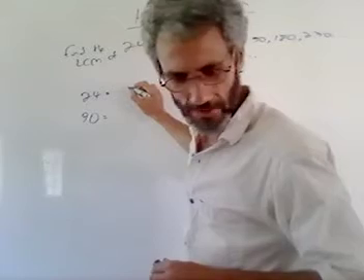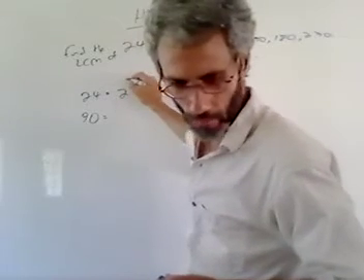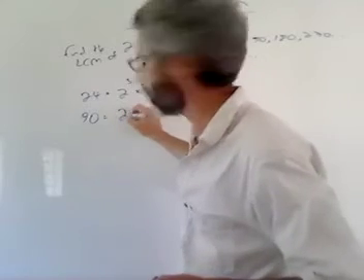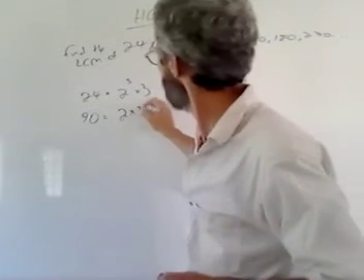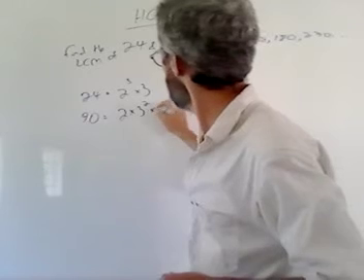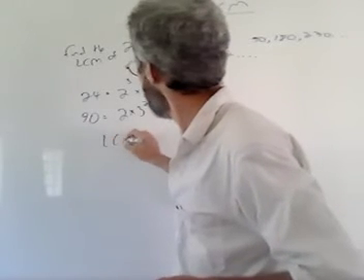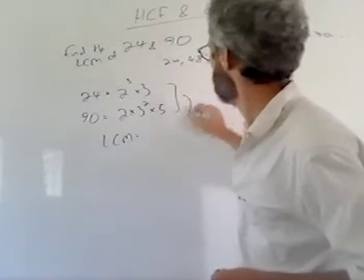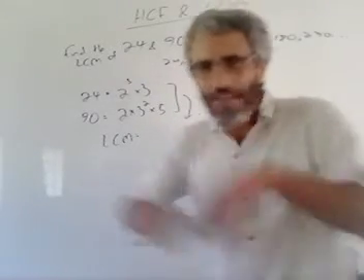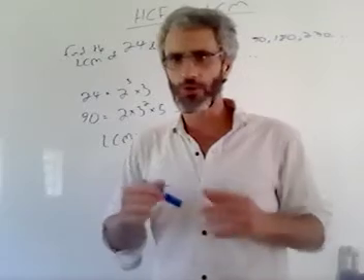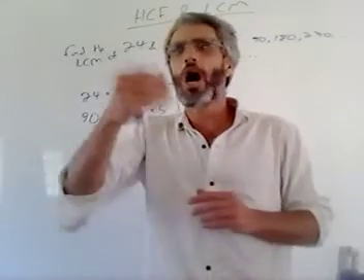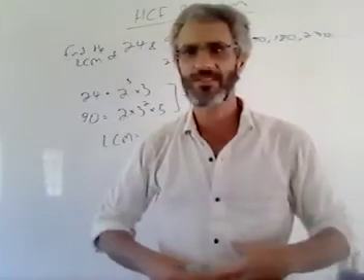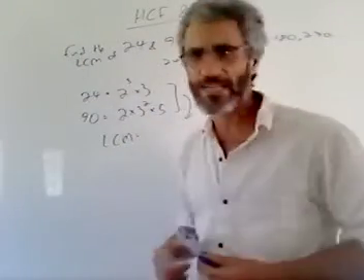Okay, so 24 is going to be 2 to the power of 3 times 3. And 90 is 2 times 3 squared times 5. Now, I'm looking for the lowest common multiple of these two numbers. Now, in the highest common factor, what I have to do is write down the prime factors that are common for both of them. Now I'm kind of doing it the opposite. I'm going to combine them together.